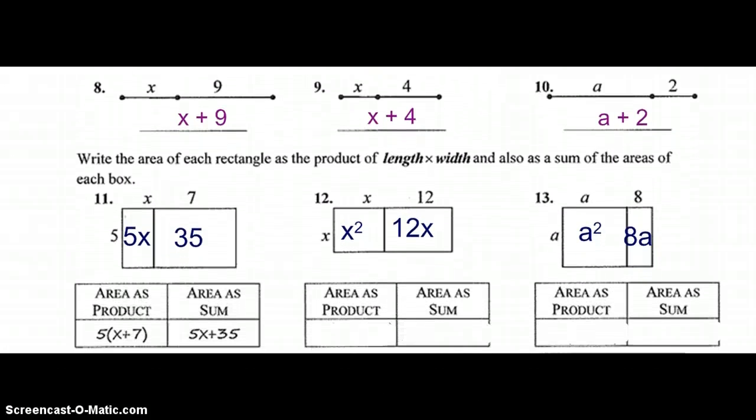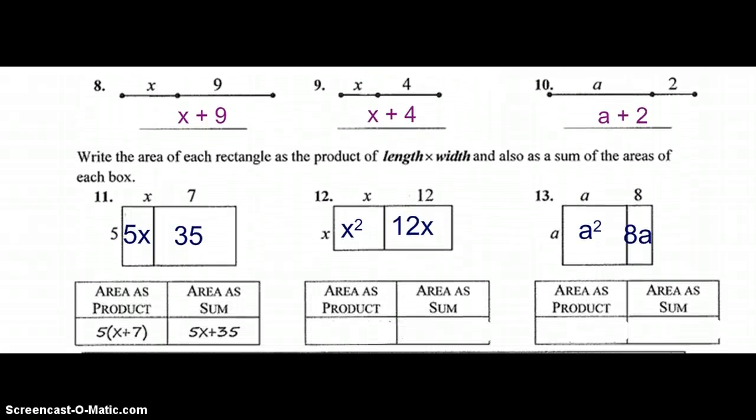The areas can be represented in two different ways, and this demonstrates the distributive property. We can express the area of this rectangle as a product. Remember in questions 8, 9, and 10, we talked about the fact that this length up here on the top of the rectangle could be represented by x plus 7, which means the area of the entire rectangle could be represented as a product, 5 times x plus 7. We could also represent the area as a sum, 5x plus 35.